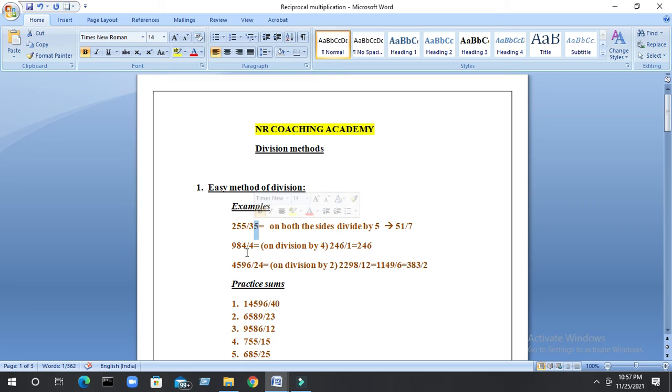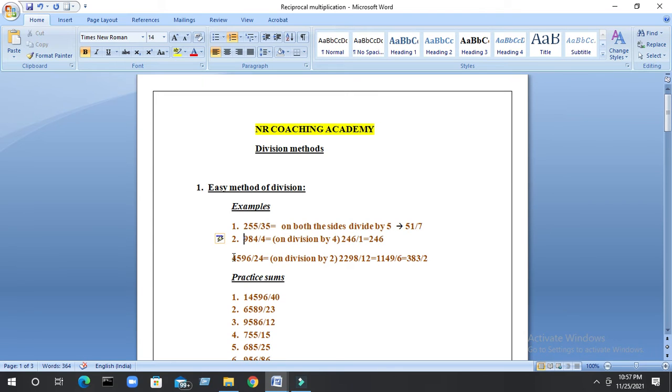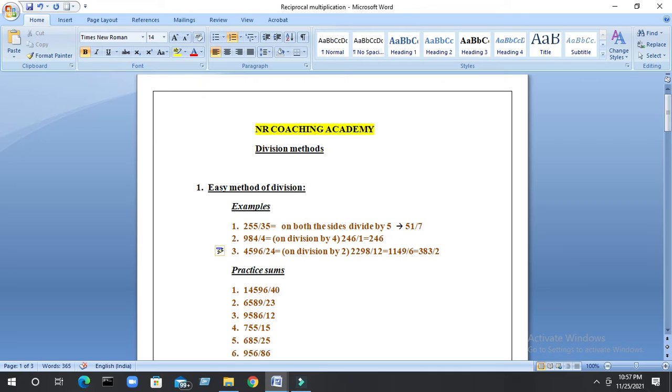Going further, next I have 984 divided by 4. Here again, dear friends, I have directly checked whether this is divisible by 4 or not, and I started dividing by 4. In case you don't know whether it divides by 4 or not, to be on the safer side, you can divide by 2. I am showing this in example 3.